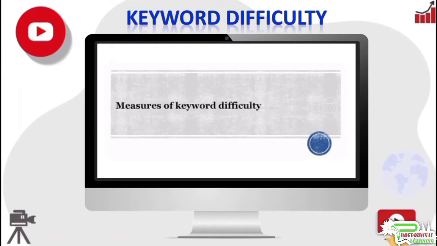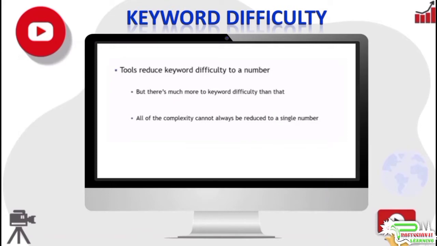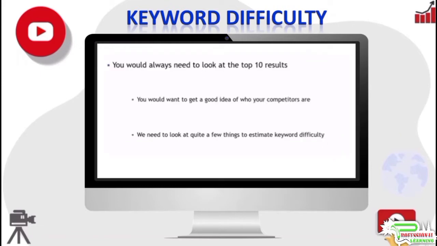While tools like Ahrefs, Moz, Keyword Revealer, and others use a number to indicate keyword difficulty, you would want to know that there is much about it that cannot be encapsulated in a single number. You would always need to look at the top 10 results to get a fairly good idea of keyword difficulty. In other words, you would want to get a good idea of who your competitors are. We will need to look at quite a few different things before we can get a good estimate of how hard it will be to rank for a keyword.